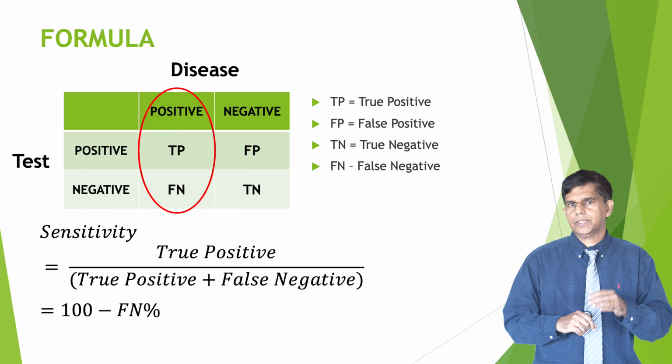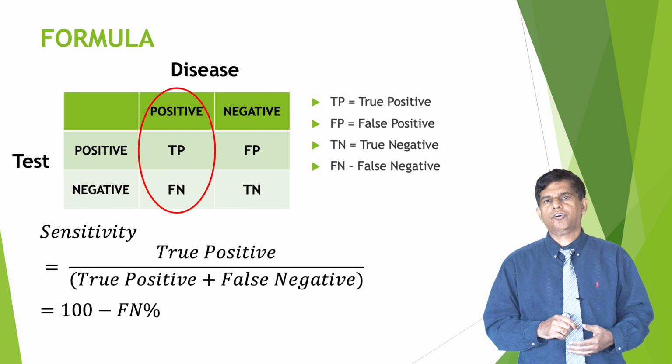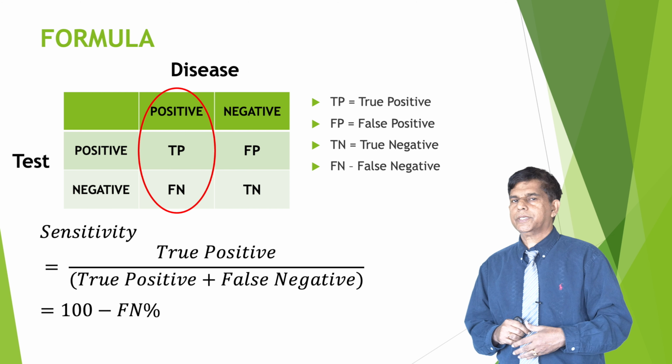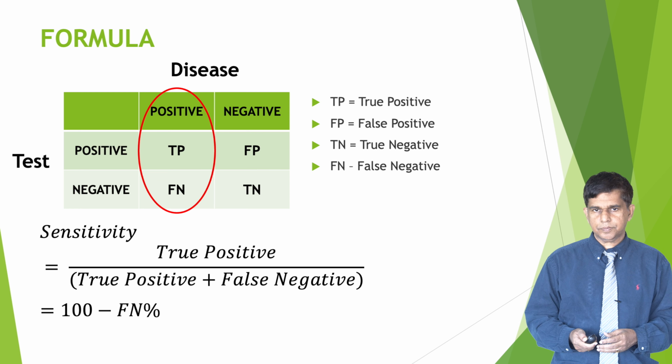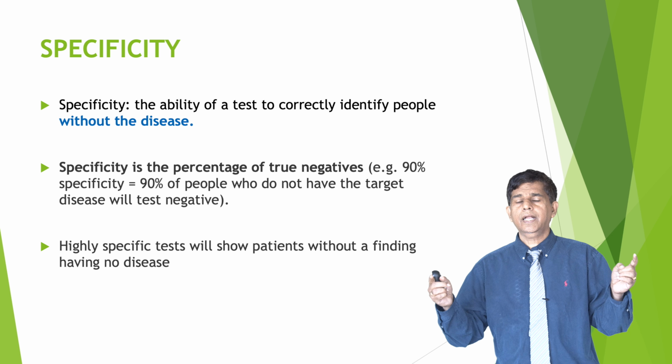There's another way you can calculate it. How do you do that? You take the percentage of false negatives and subtract it from 100, and that also gives you the sensitivity. Now, let's look at specificity.